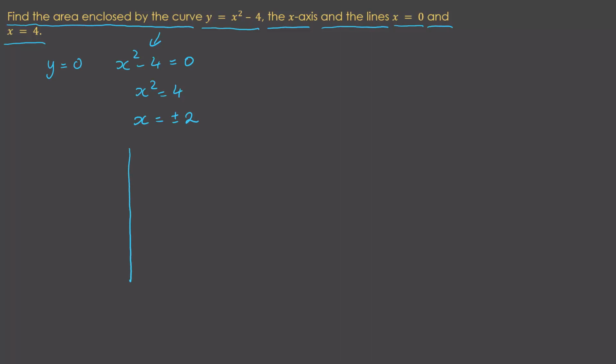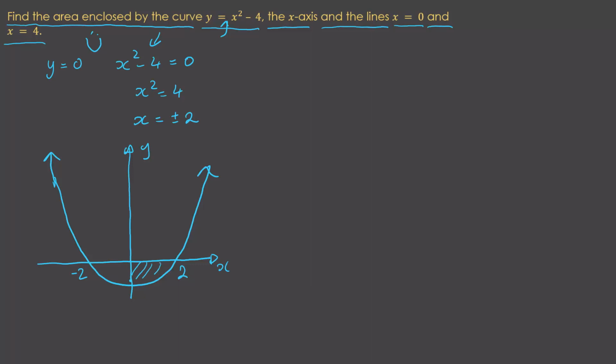Now I know that this curve is concave up, or happy as we call it, because the coefficient of x squared is positive. So it's going to look something like this. And the intercepts are going to be at -2 and 2. The area we're after is this area and this area.